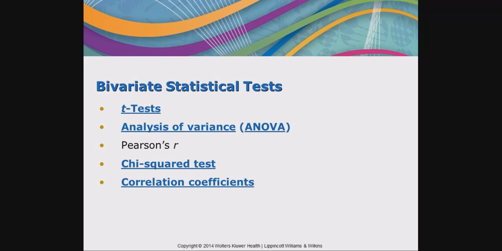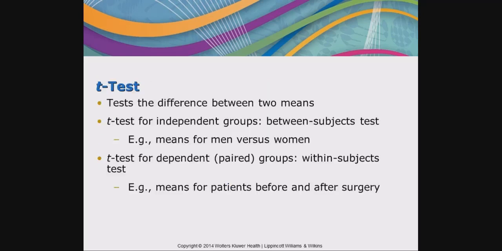Bivariate statistical tests. These are the most commonly used in nursing research, and you're going to see these listed in your articles. The t-test is parametric. The ANOVA is parametric. The Pearson's R is both descriptive and inferential. The chi-square is non-parametric. And we've already discussed those correlation coefficients, the Pearson's R.